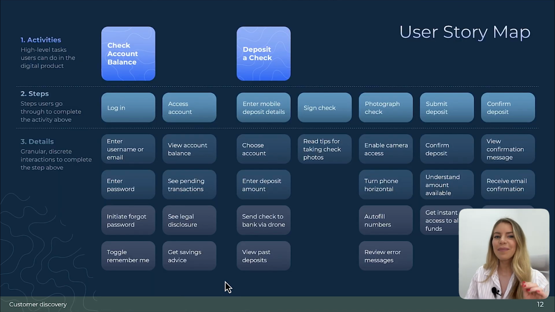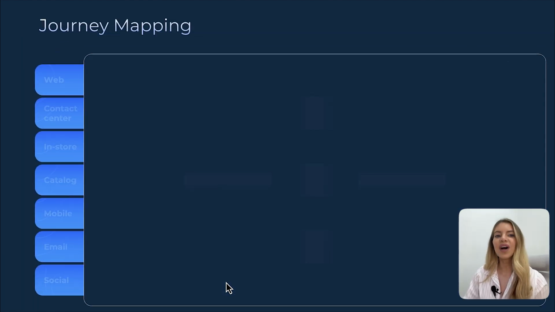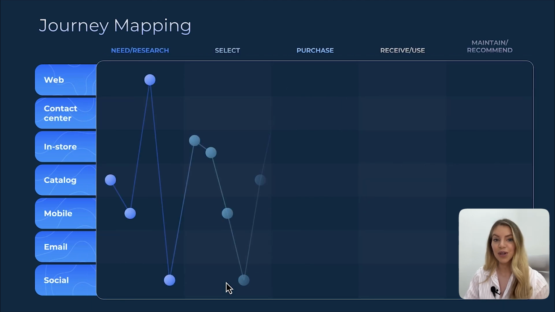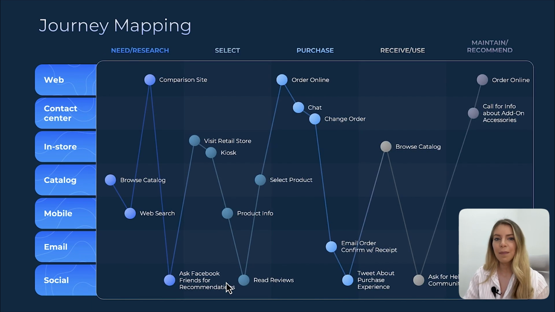Next, let's talk about the future. Developing a user story map is a great way to outline the steps users take to interact with your product. The journey map helps you understand the user's journey and ensures you're thinking about both current and future user experiences. By taking an omni-channel approach, you make sure customers have a consistent experience across all touchpoints.